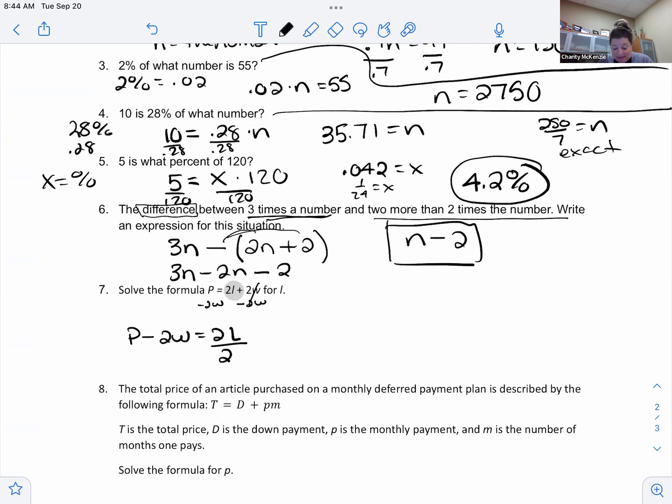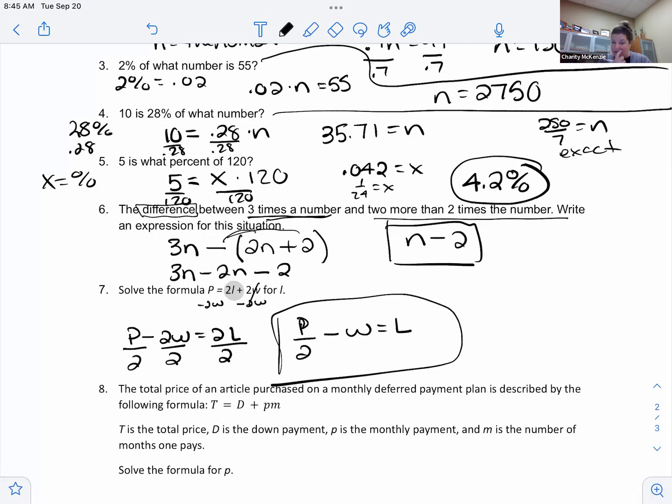2 ways we can do this. We can split this 2 up under every single term. Why? Because the 2 can cancel under the W, but it can't with the P. Okay, so then I have P divided by 2, oops, minus W equals L. This is the most simplified method.